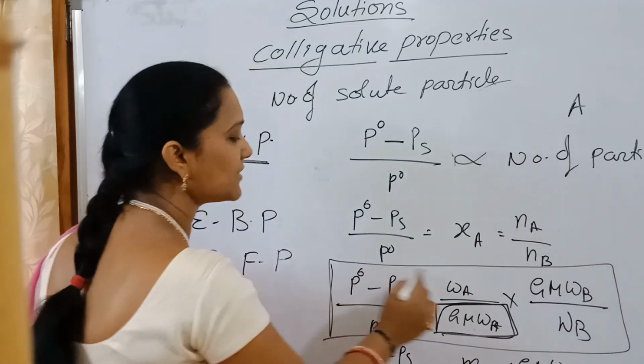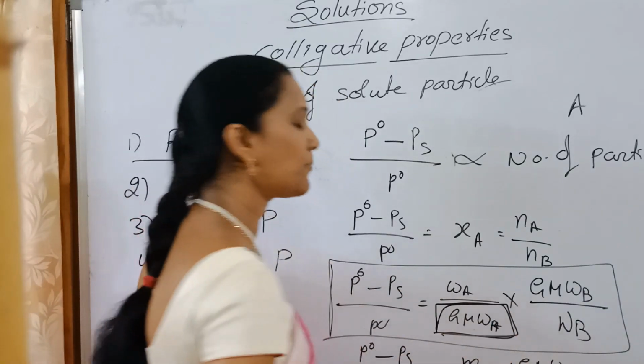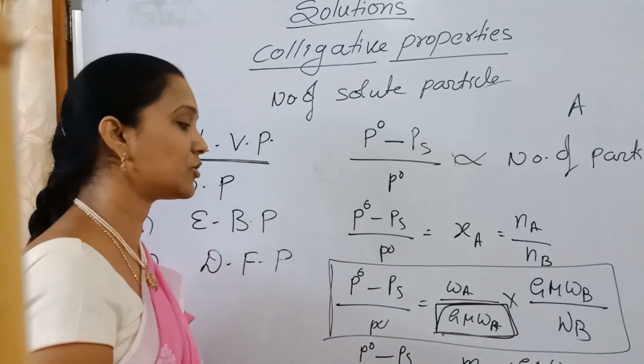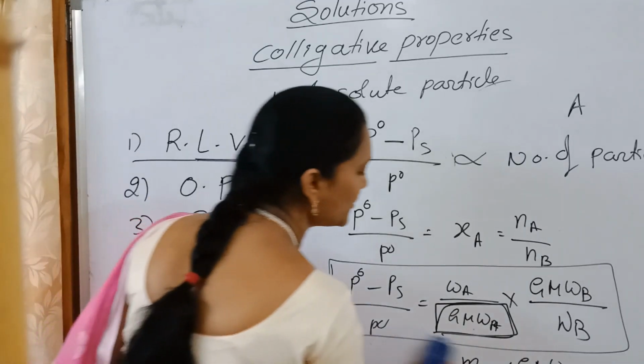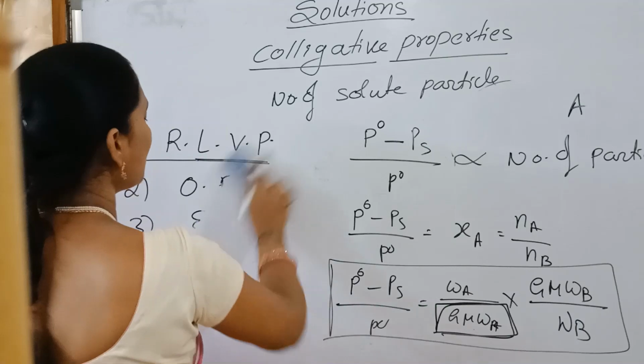So what is the importance of this? It is used to calculate the gram molecular mass of an unknown solute. So how to calculate the gram molecular mass? Now what is the formula?